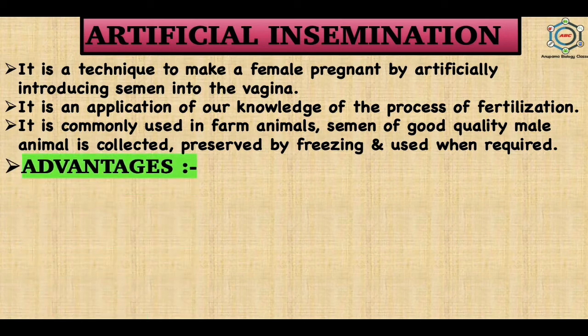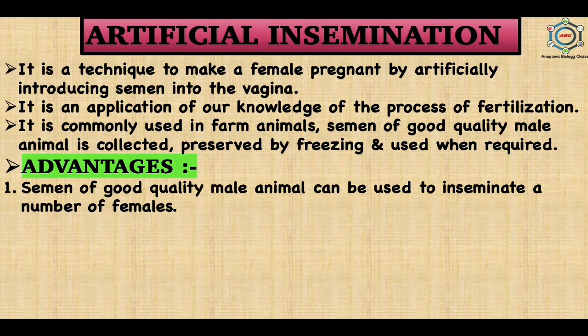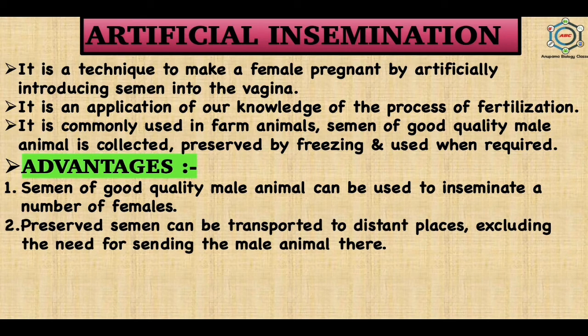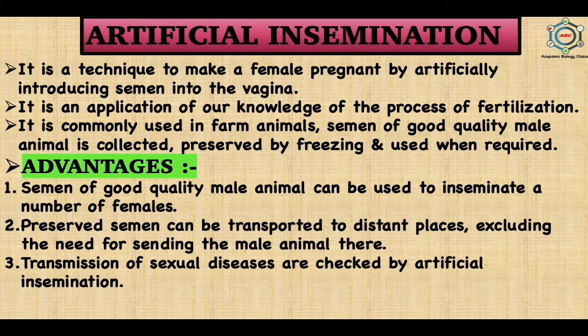Now, what are the advantages of artificial insemination? In this, the semen of a good quality male animal can be used to inseminate a number of females. Preserved semen can be transported to distant places, excluding the need for sending the male animal there. And the transmission of sexual diseases is checked by artificial insemination.